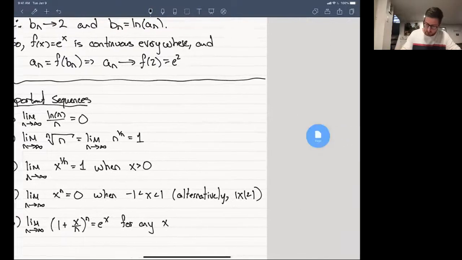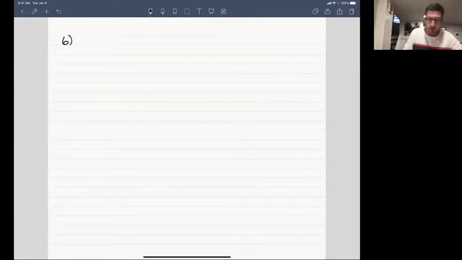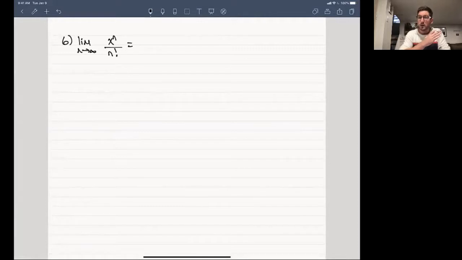And then let me go to the next page here. The last one that I want to talk about is the limit as n goes to infinity of x to the n divided by n factorial. So we remember factorials. Factorials are when you take all of the numbers. So if I give you a number, I say 10, then you multiply all of the numbers from 10 all the way down to 1 together. So 10 factorial is 10 times 9 times 8 times 7 times 6 times 5 times 4 times 3 times 2 times 1. So it grows very, very fast, right? It grows faster than an exponential function, or as fast as an exponential function.